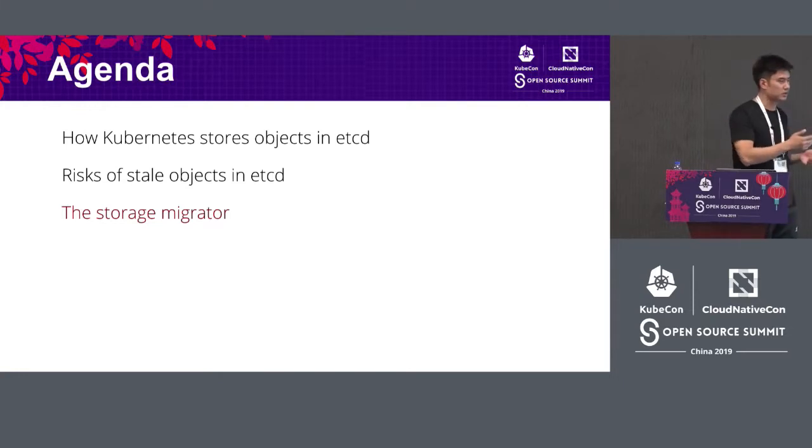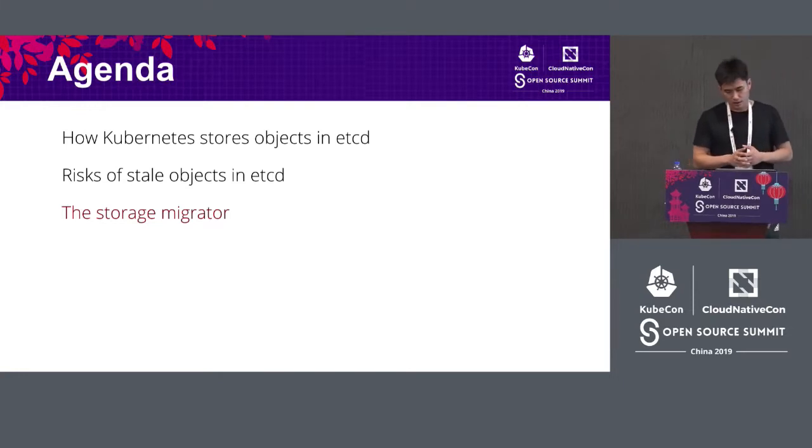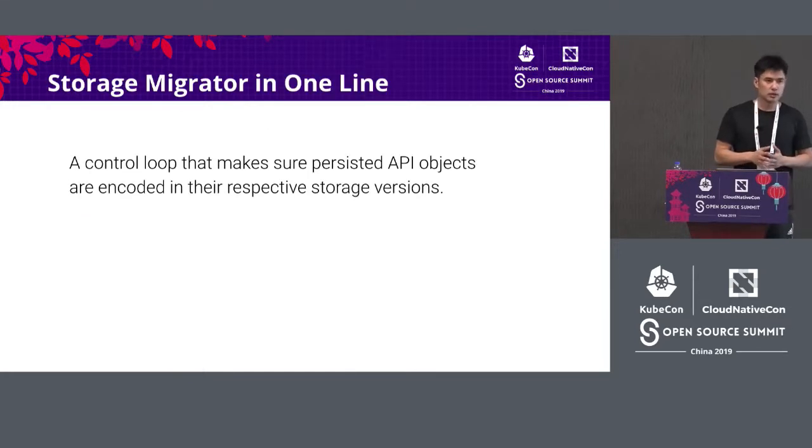Luckily, here comes our savior, the storage migrator. I want to summarize the job of the storage migrator in one sentence. It's just a control loop that makes sure all the persisted API objects in etcd are encoded in their respective storage version, so that when you upgrade your API server, those objects will still be readable.